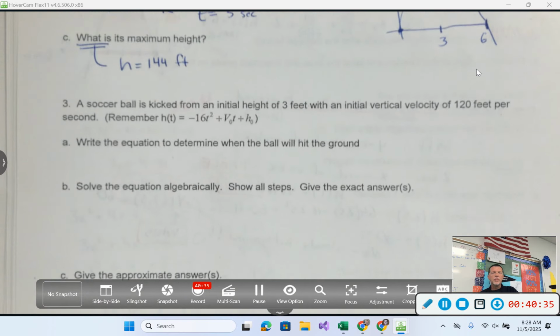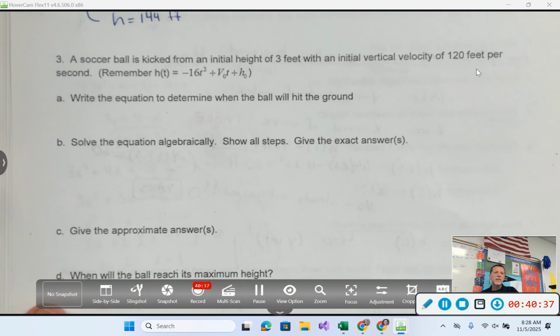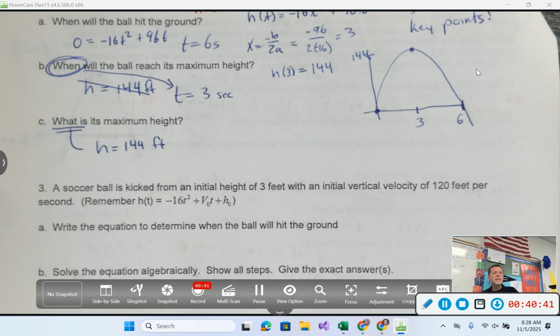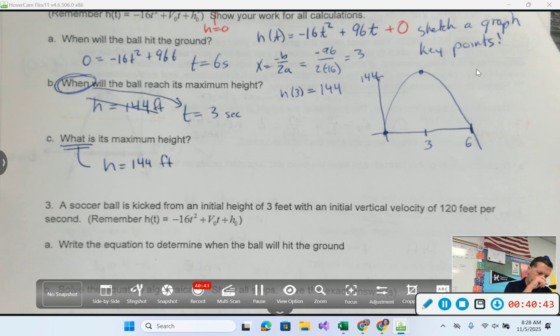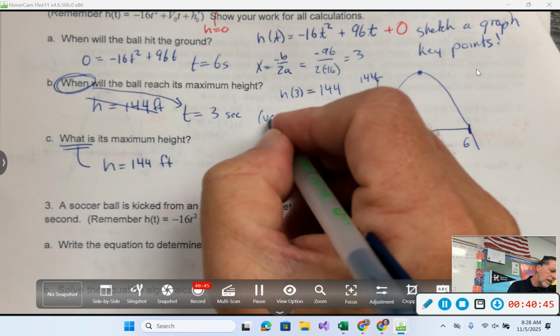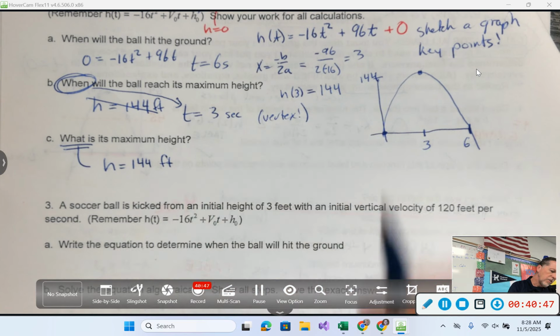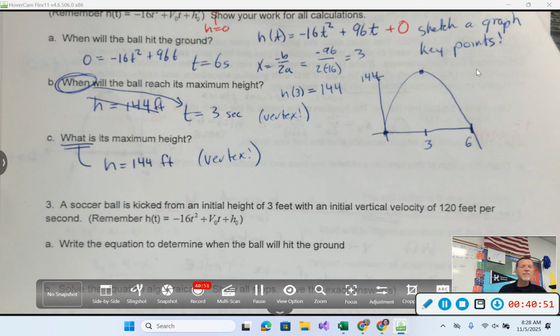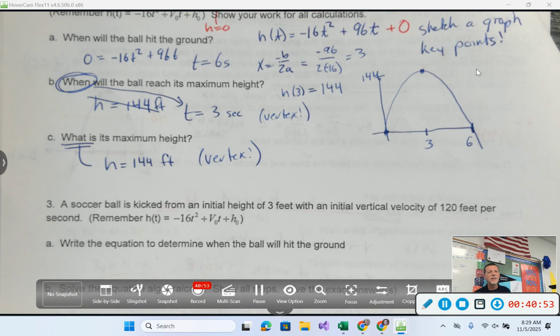Okay, let's do number 3 kind of together. Question? Can we put a table for that? Vertex. Oh, that's right. It's the X and Y vertex. Like for A? Definitely for A, yes.